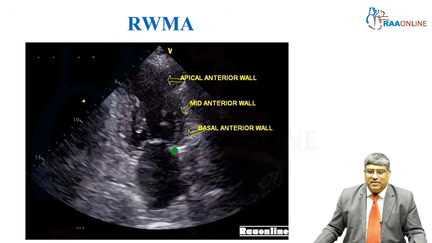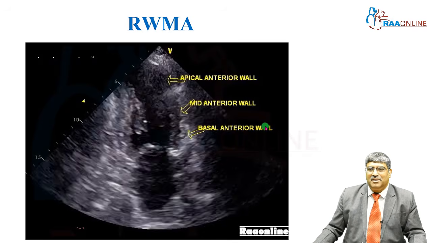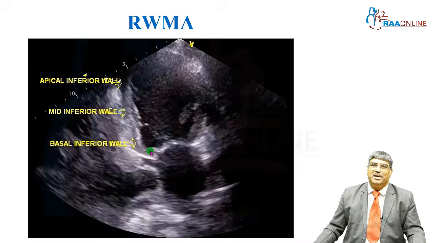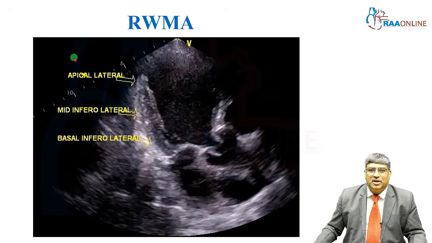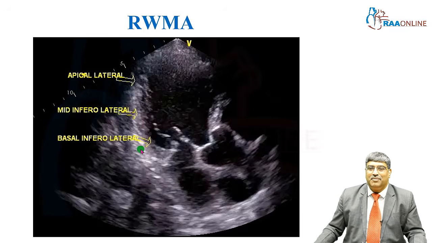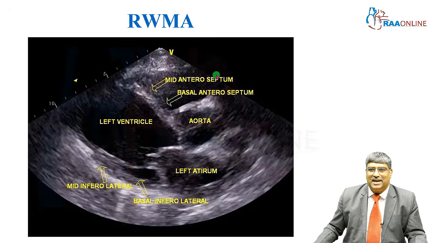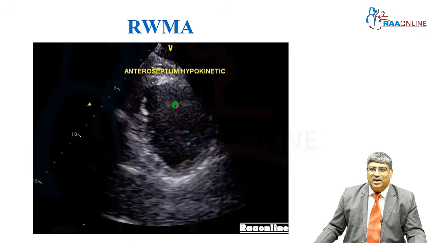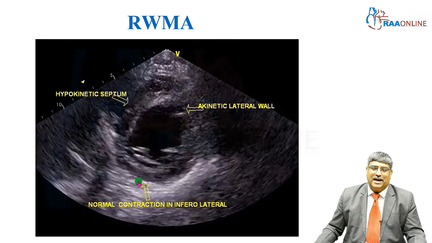Then as you move into the apical 2-chamber view, you get the apical anterior wall and the basal anterior wall. On this side, it will be the inferior, mid-inferior and basal inferior. This is the apical inferior. Then as you get into the 3-chamber view, you get the apical lateral, mid-infralateral and basal infralateral. This is the parasternal long axis where you can look at the mid-anterior septum, basal anterior septum, mid-infralateral and basal infralateral. And this is the short axis view where you look at the anterior, lateral, septal and the lateral part.